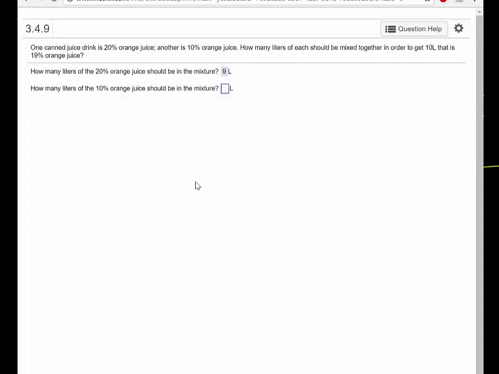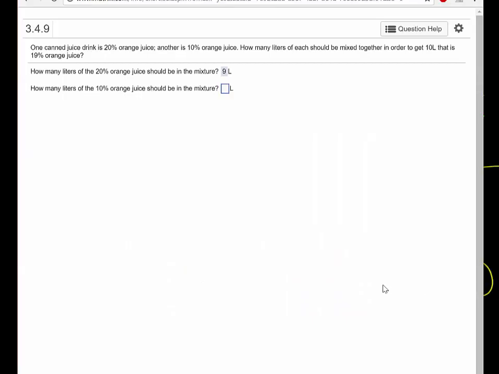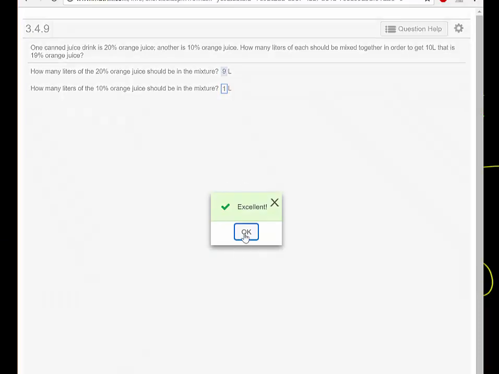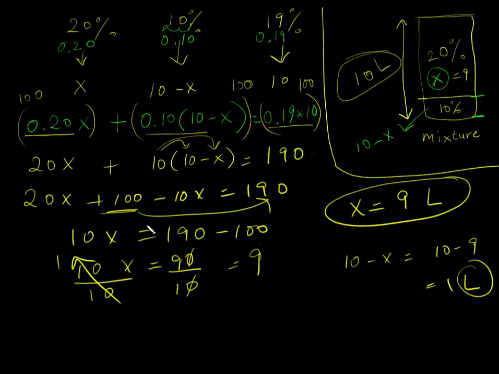It says how many liters of 10% orange should you be using in the mixture? So we know the total mixture is of 10 liters. We know this is 9, so the 10% would be just 10 minus x. 10 minus 9, only 1 liter. So let's put that in and check. All good. So this is how you will solve most of the mixture problems.